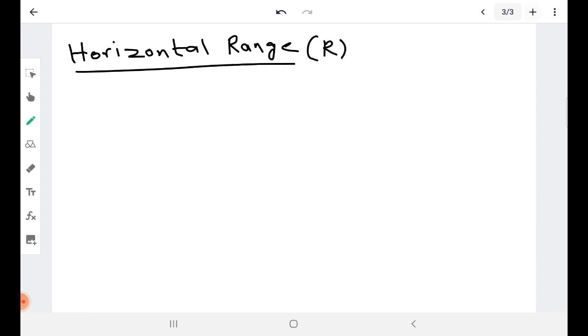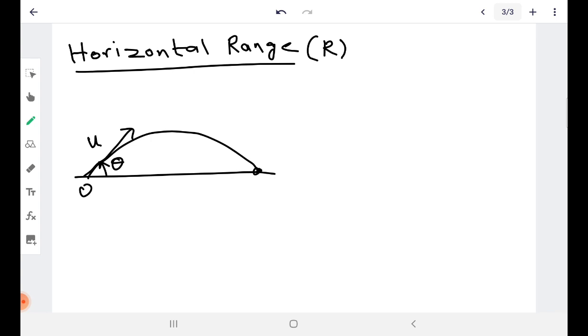Next one is horizontal range. For the projectile projected with velocity u from point O with an angle theta with the horizontal, it follows a parabolic path and reaches the ground at point A. Now, the distance travelled by the body from ground to ground along horizontal is called as horizontal range.